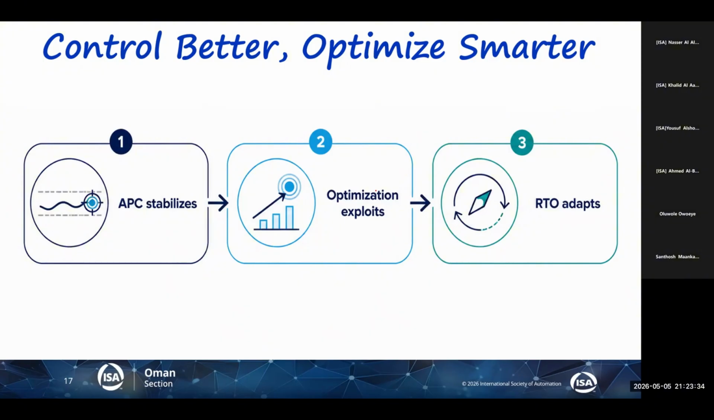You have seen the difference. The operator makes less frequent moves. And then you can exploit the stability by moving closer to the constraint, for example, pushing production, hitting against a constraint, or specifications or economic targets. And then RTO, because the real plants are nonlinear and conditions do change, helps to update the target. So APC this way is not only controlling well, but controlling toward the right destination, towards the optimum. So control better and optimize smarter.